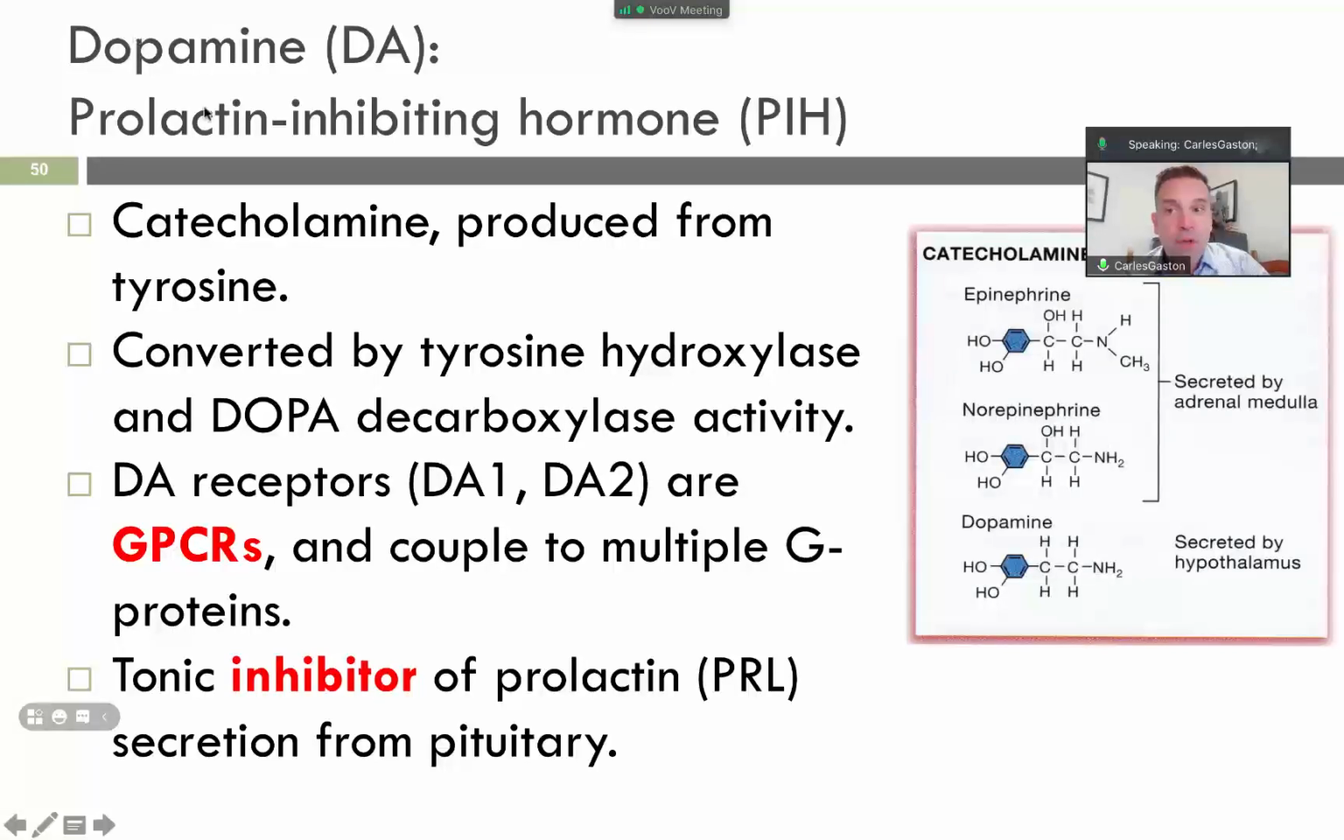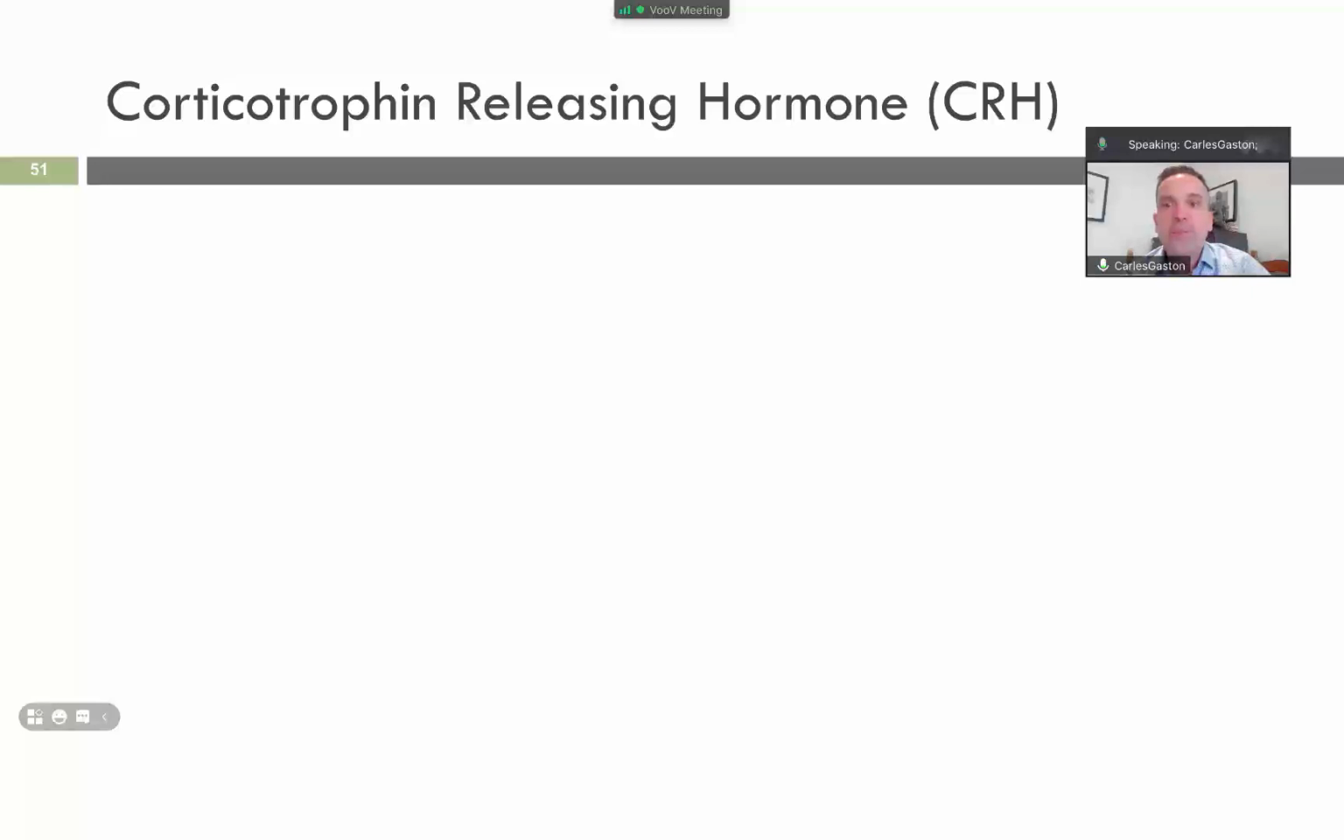What happens if we don't have dopamine? Because of drug treatment, for example antidepressants that work in the dopaminergic system, or for example a tumor, then prolactin will be produced in the pituitary gland, and more prolactin has an effect on the production of milk by the breast.